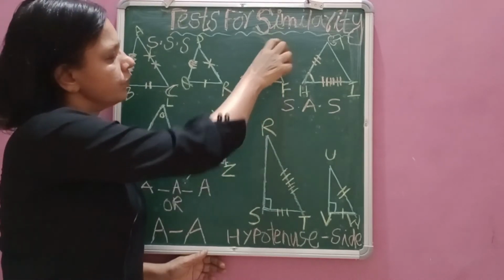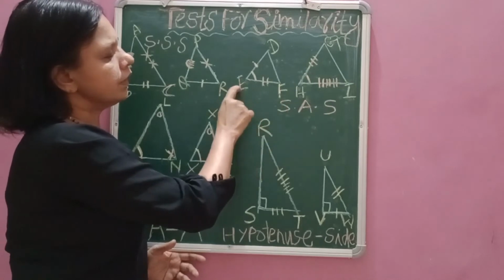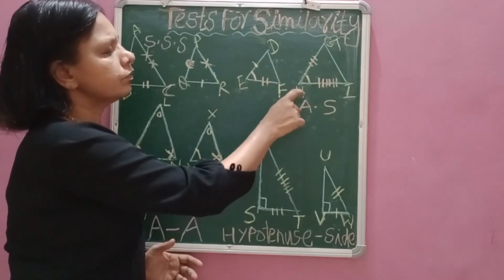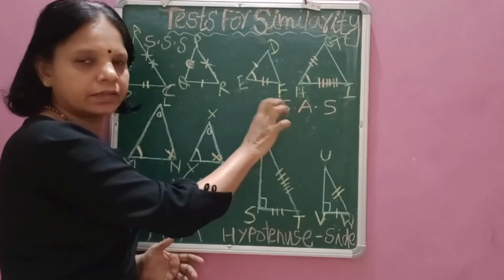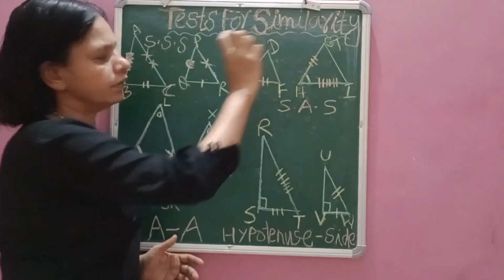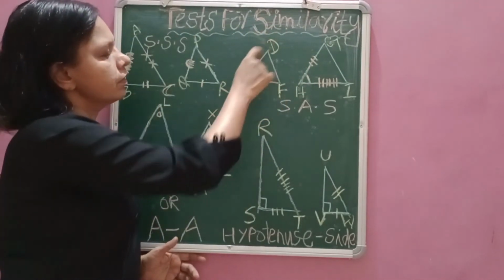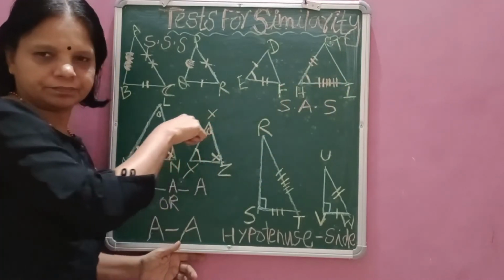That is, if DE upon GH is equal to EF upon HI and angle E is congruent to angle H. You should take angle E and H only, the included angle. You don't take D or F. Then triangle DEF is similar to triangle GHI.